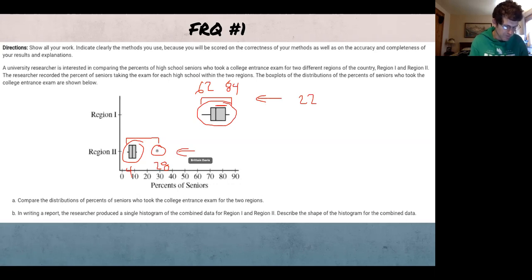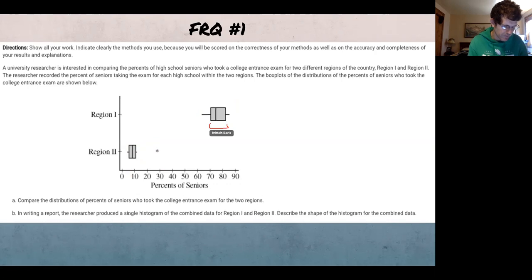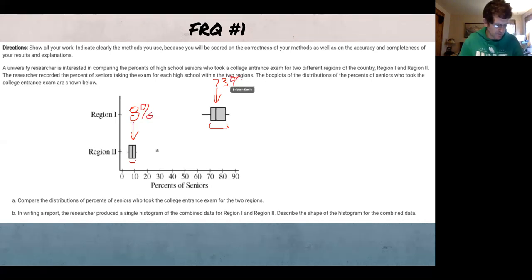So let's focus on the IQR. Anyways, we can figure out the IQR. We could say that the IQR is bigger for region 1 than it is for region 2. We can put the exact numbers on that. We can talk about the center. The median is greater for region 1 than it is for region 2, and we can put the specific numbers. So if that's a median of 73, and this is a median of 8, we can show that. And of course, the unit is percent.